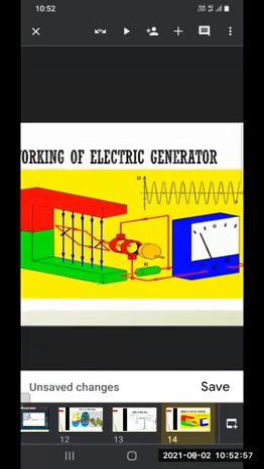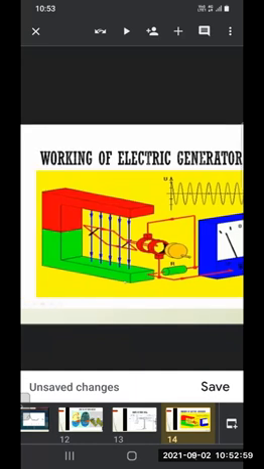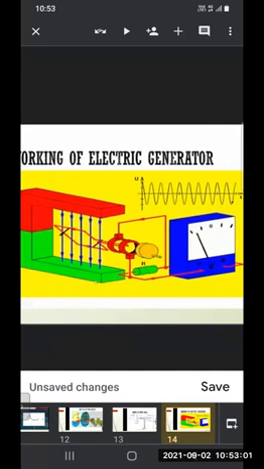Now, working of an electric generator. This is the diagram, how it is working.